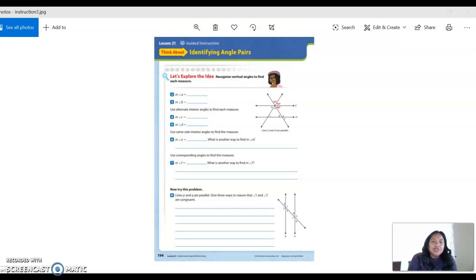Hi guys, this is day 2 of lesson 21. We move forward with the parallel lines and the transversal, and today we're going to find out what the measures of these angles are going to be. Before we get into the instruction in the book, I'm going to move back to the simple drawing first to show you how these numbers work.